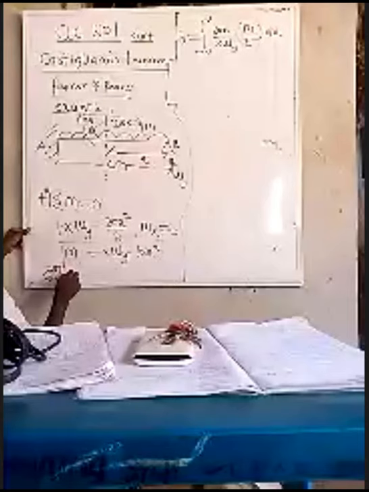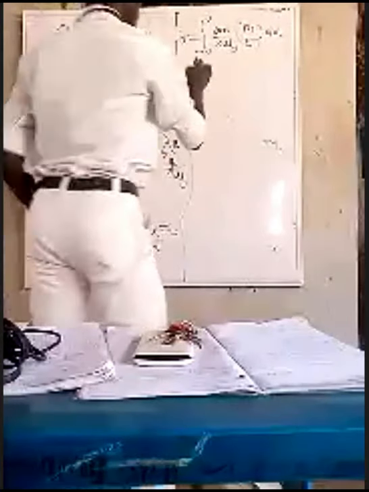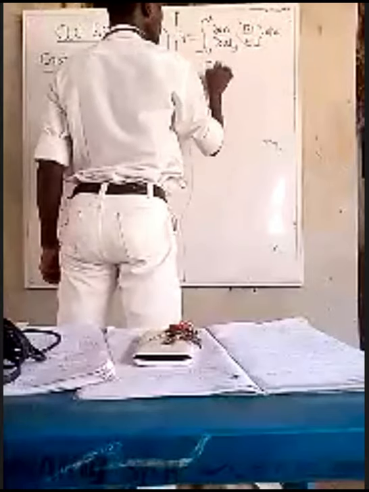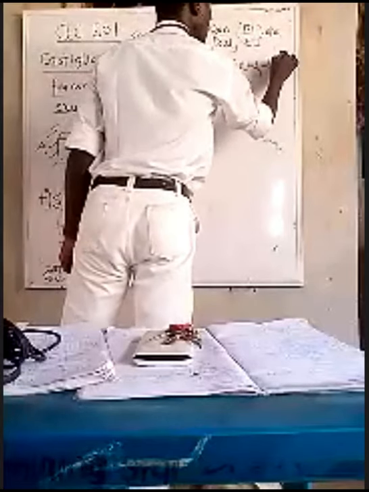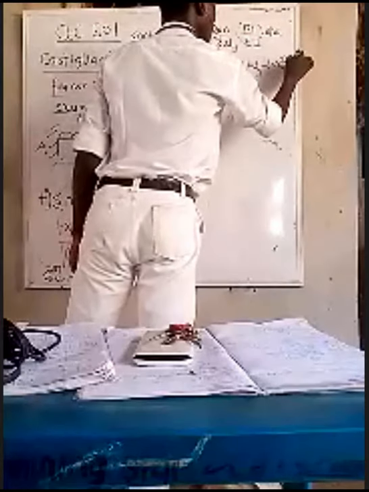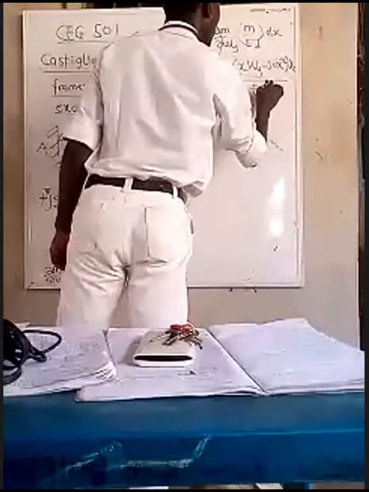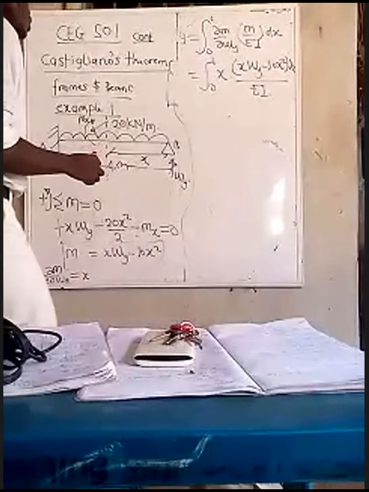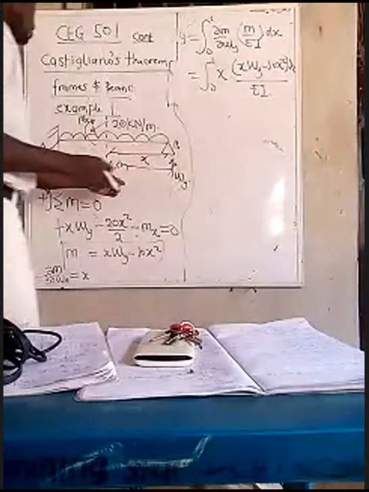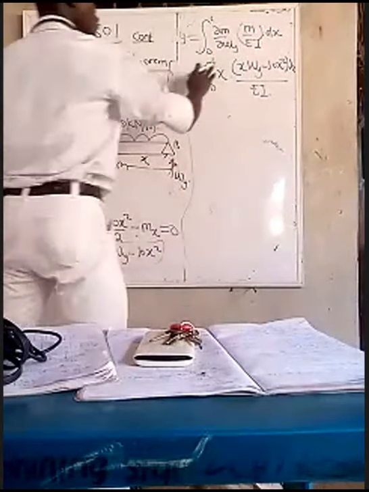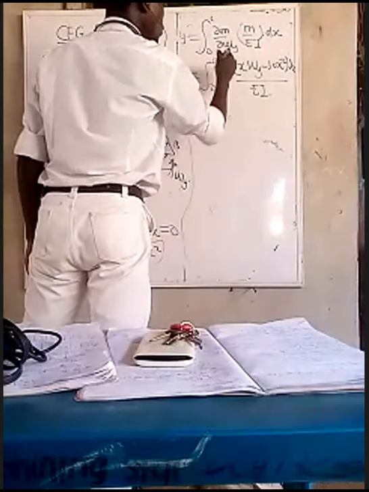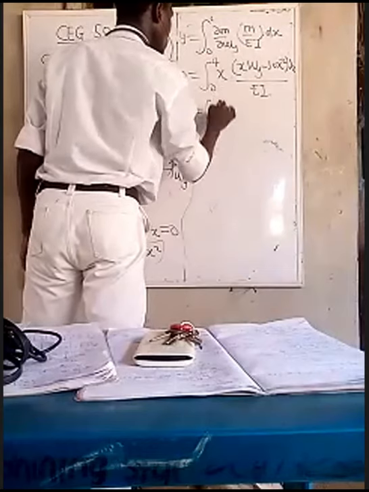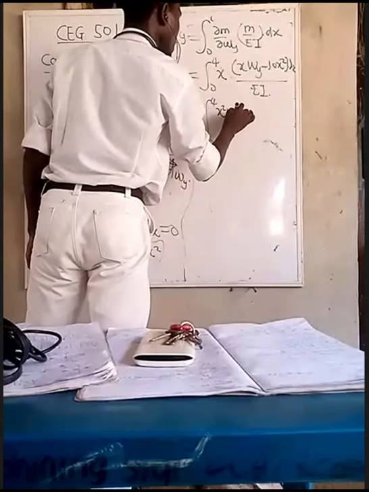WY is equal to R. So that will be equal to the integral from 0 to L of x WY minus 10 x squared, times x, dx over EI. I believe we are following. Now, 0 to L, what is L? L is 4, from 0 to 4. So you can just remove the L and put 4. Don't forget this will be equal to 0. So 0 will be equal to the integral from 0 to 4 of x squared WY.